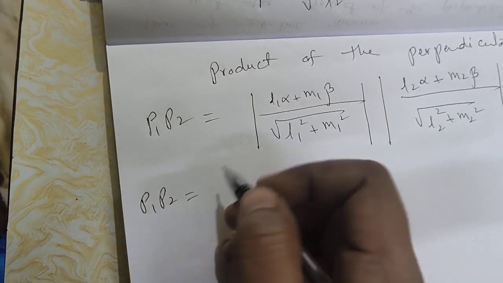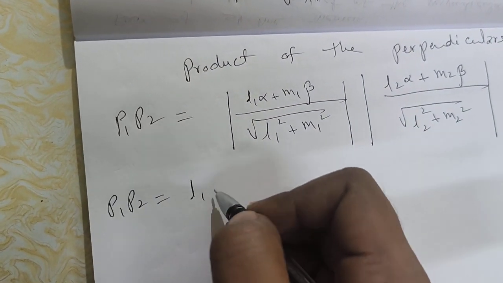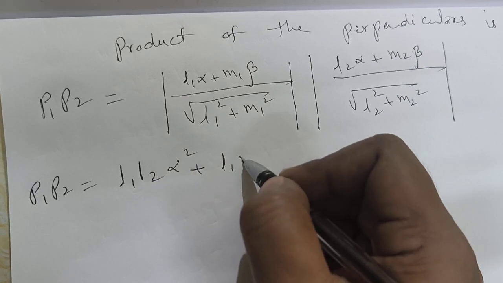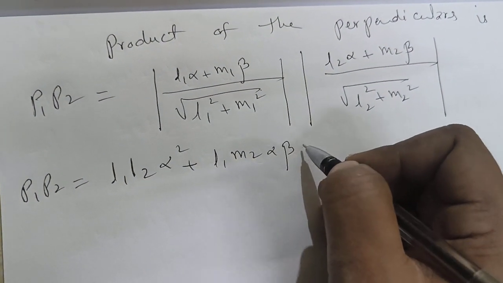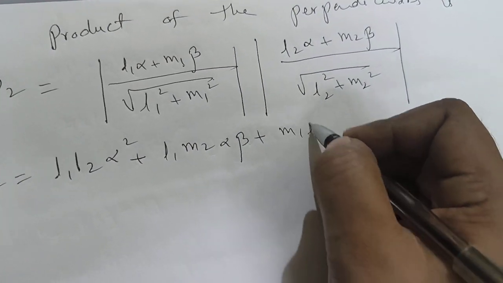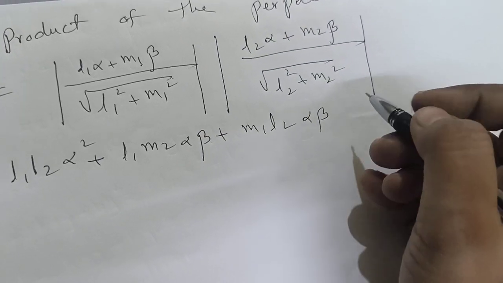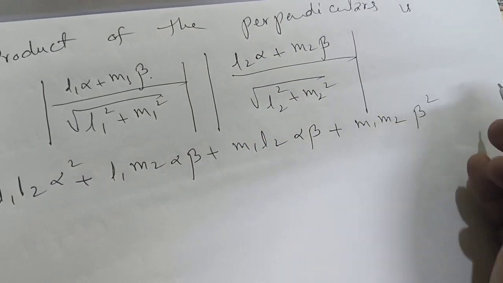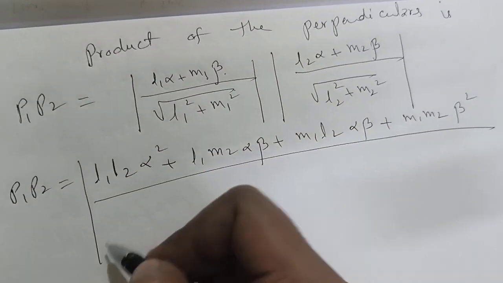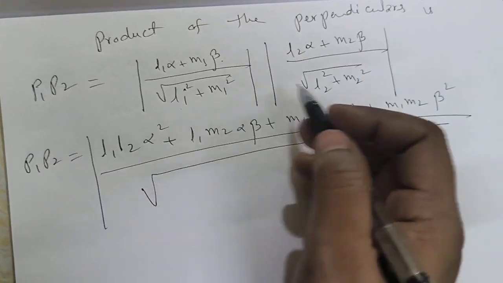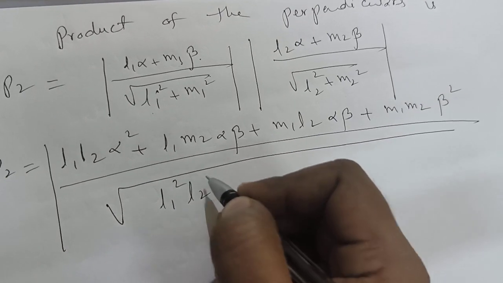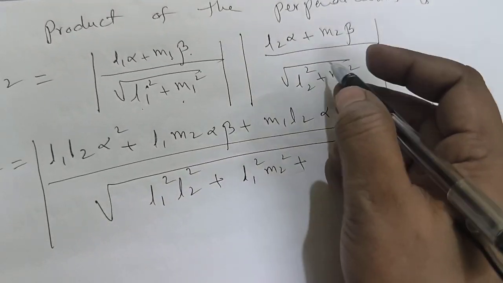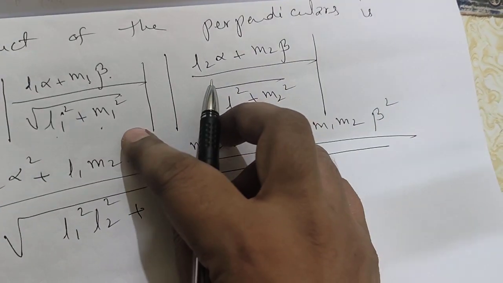Left hand side P1 P2 keep as it is. l1 into l2, alpha alpha is alpha square, plus l1 m2, alpha into beta is alpha beta, plus m1 l2, beta into alpha, or we can write alpha into beta, plus m1 m2, beta into beta is beta square, divided by, this is under root, here we have l1 square into l2 square, l1 square l2 square plus l1 square m2 square plus m1 square l2 square, next m1 square m2 square.